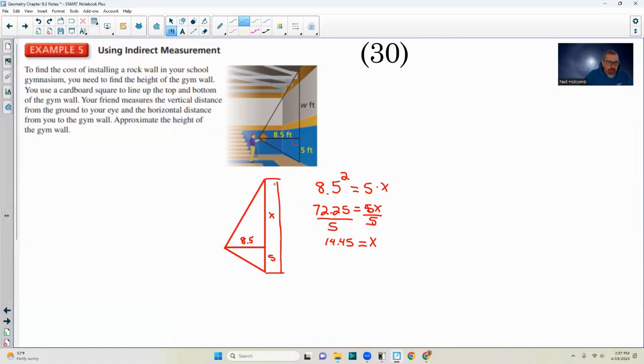So the height of the wall from here to here is the sum of those two pieces. So this distance right here to here is 14.45 plus 5. So it's 19.45 feet. Okay, so we found the height of the gym wall without climbing. All right, so now you should be able to do problem number 30 in your exercise.